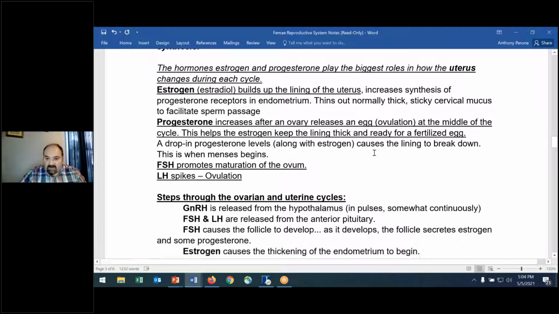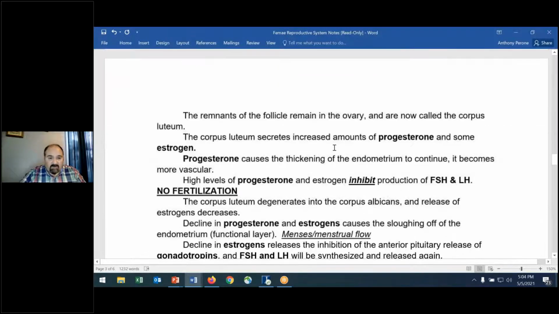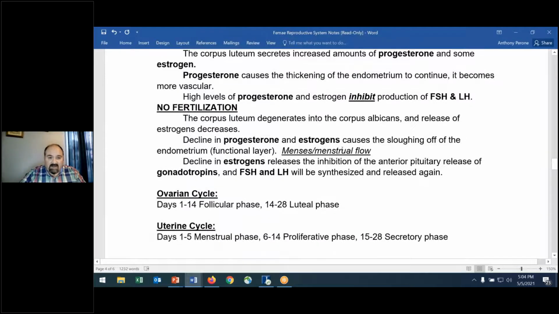Okay, let's see here. A drop in progesterone levels along with estrogen, because they both do, as you've already seen in the image there, causes the lining to break down. This is when menses begins, right? So FSH and LH, again, are very important as far as knowing what's going on with them. Just giving you more information here. You can look at that on your own.